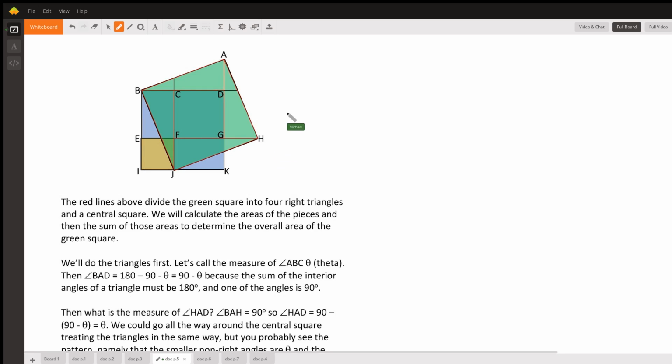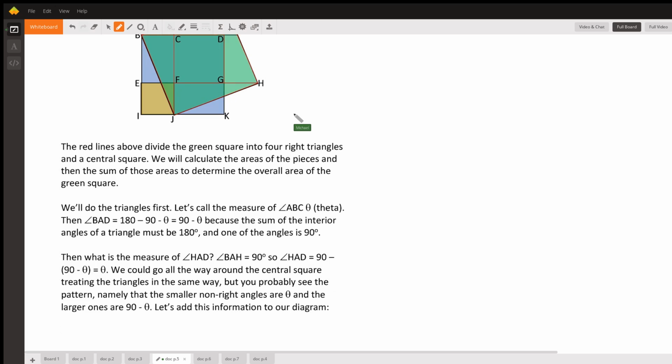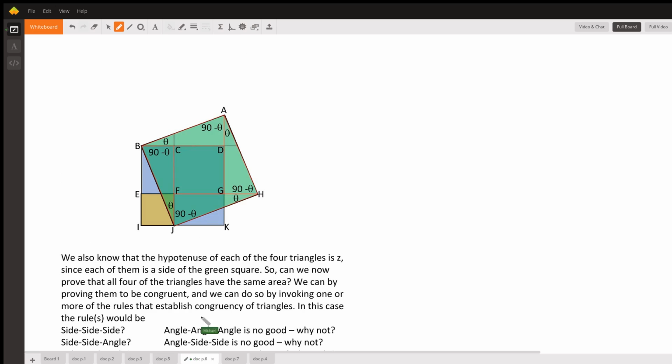Let's call the measure of this angle ABC theta. That's the symbol for theta. And then if this is theta, what's that angle? Well, that's a right angle. So that's 90. So then this one's going to be 90 minus theta. But then this is a right angle here from there to there. So if this is theta, this is 90 minus theta, then this is theta again. And so on around we go. So we end up with this for our angles.